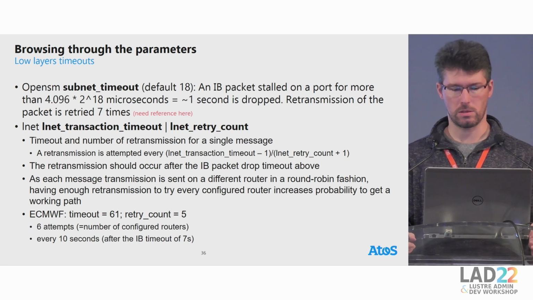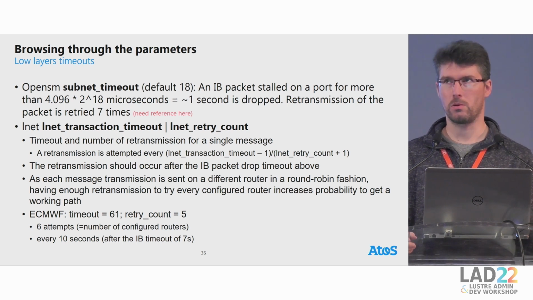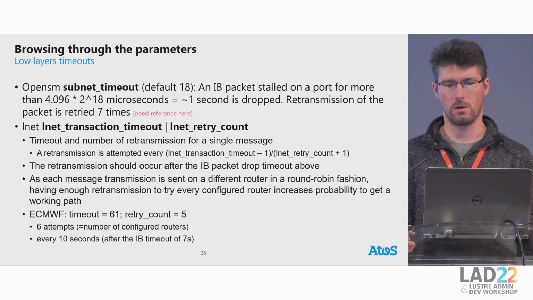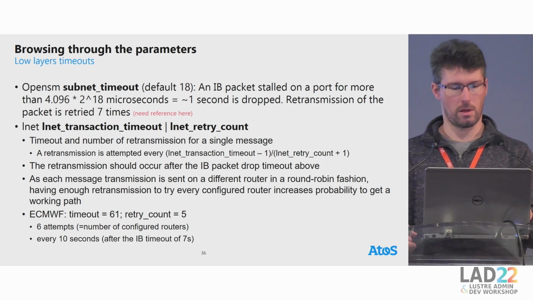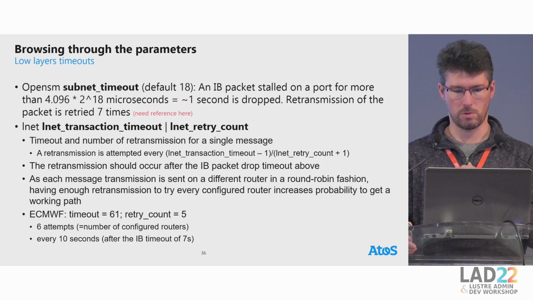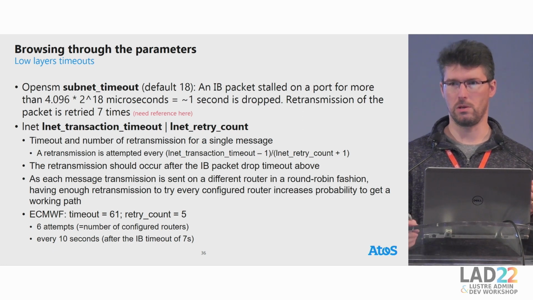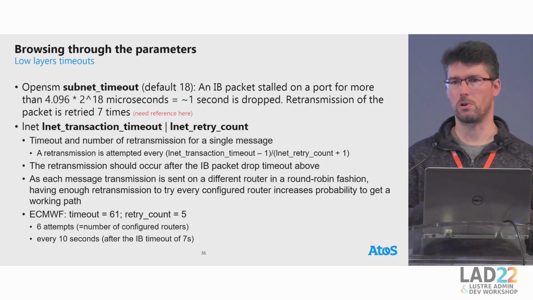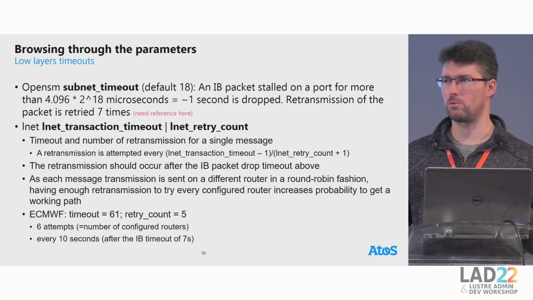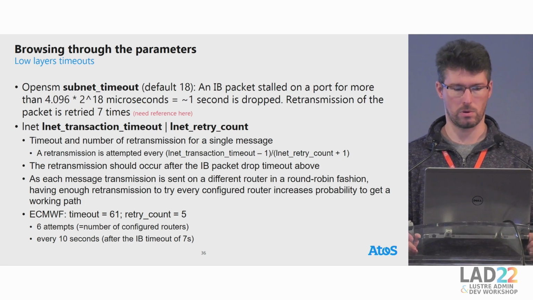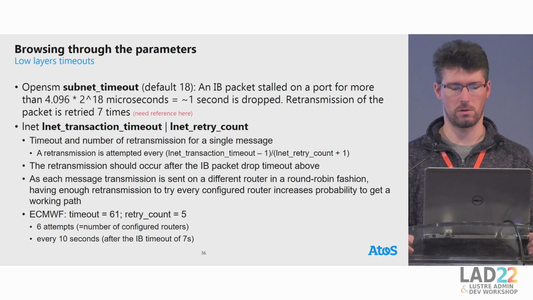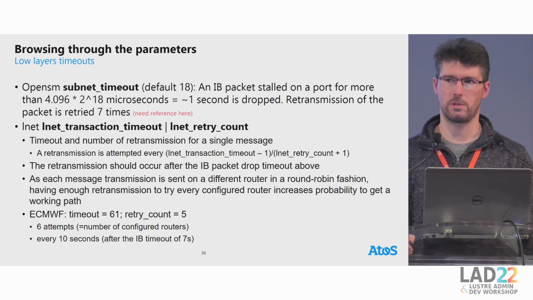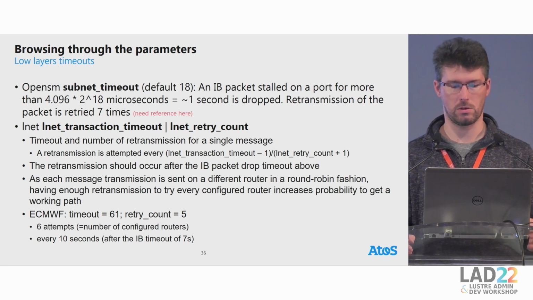You probably want the retransmission to happen after the IB lower-level timeout. As each message transmission is sent on a different router in a round-robin fashion, we wanted enough retries to try different routers in case one router was down, so that we can successfully send the message. So we set 61 and 5, which means we can have 6 attempts, one every 10 seconds.